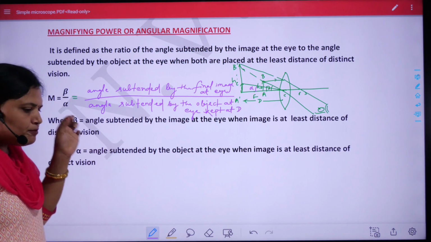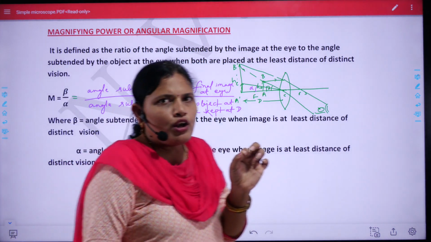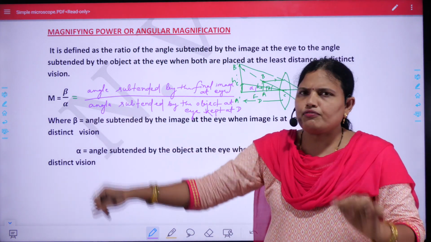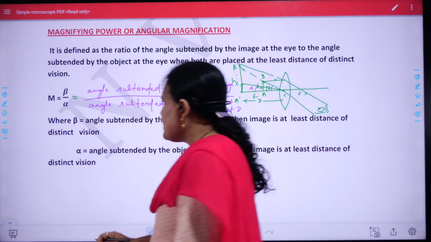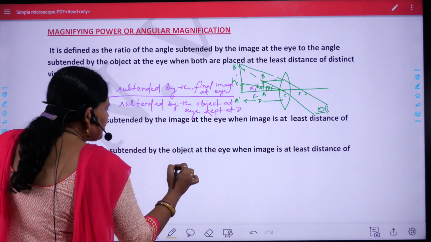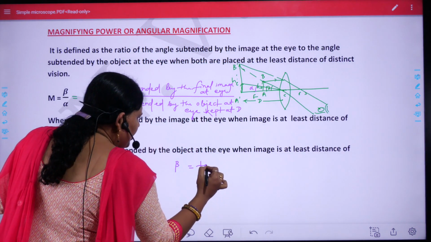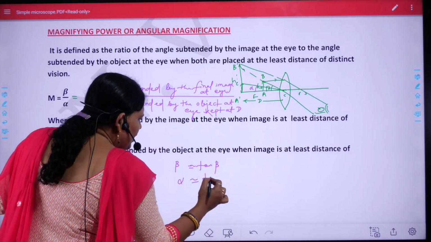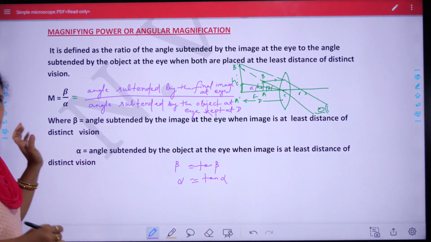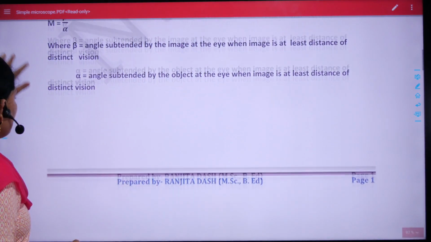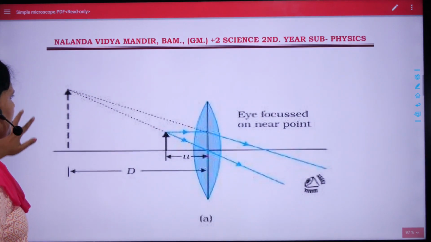So the object we want to see is a very small object. So obviously you can realize that beta and alpha are very small angles. When beta and alpha are very small angles, then in place of beta we can write tan beta, and in place of alpha we can write tan alpha, in order to calculate. Now let us put the value of tan beta and tan alpha.